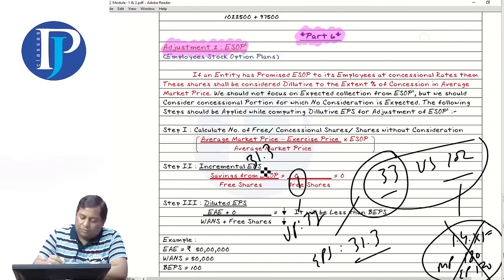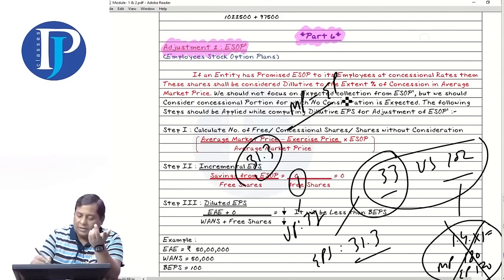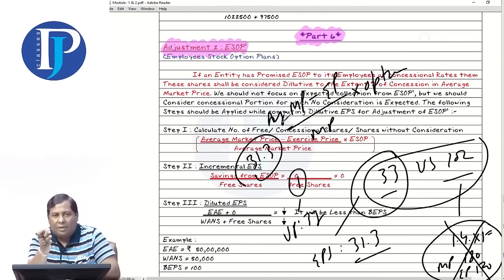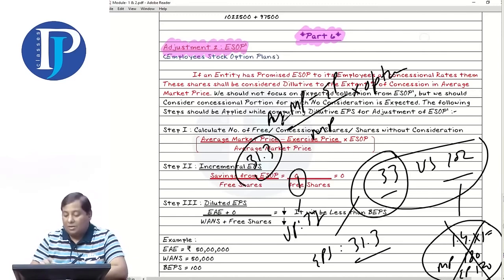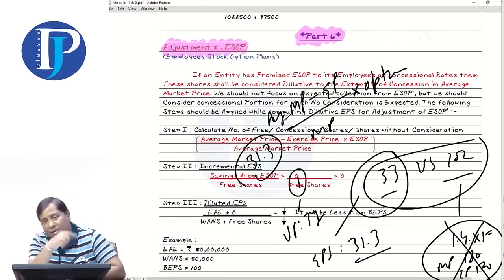On every 31st March, when you have to find free shares, will the formula be market price minus exercise price upon market price into options? No, it's not. Your formula will use the average market price. If you are finding free shares at the first year end, you take the average market price of the first year. At the end of the second year, you take the average market price for the second year. Take the average market price in the third year. It means every year the average market price and the number of free shares will change. In all 3 years, you will have to take different free shares in diluted EPS. You need to remember this point. This information will be provided in the question.